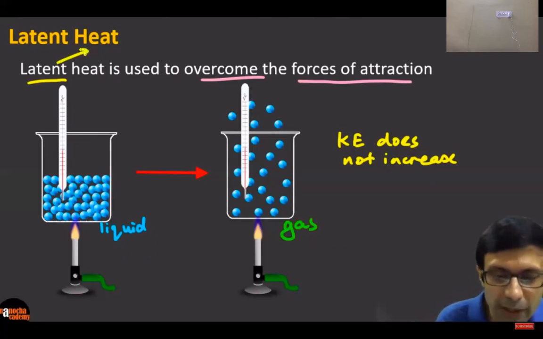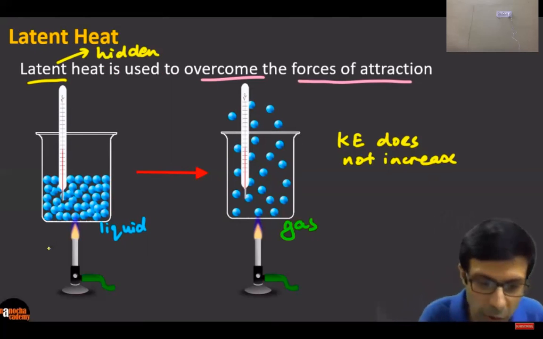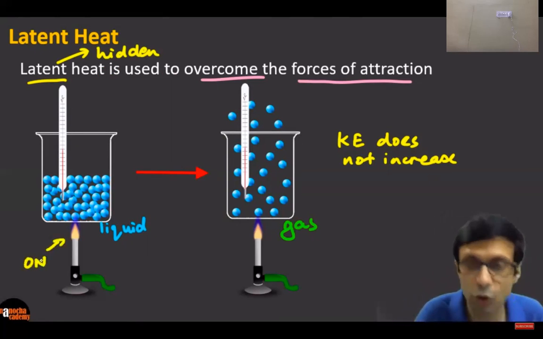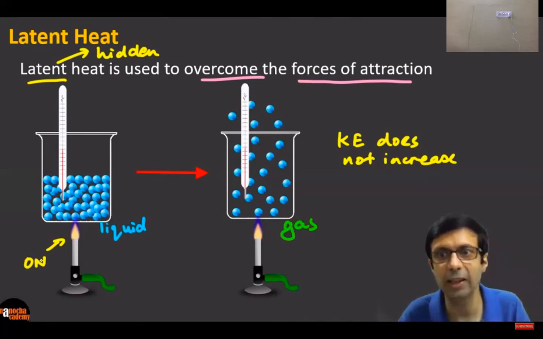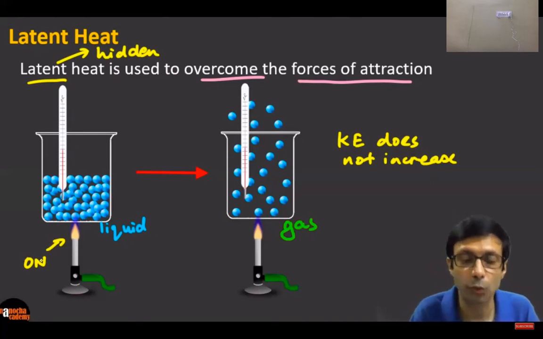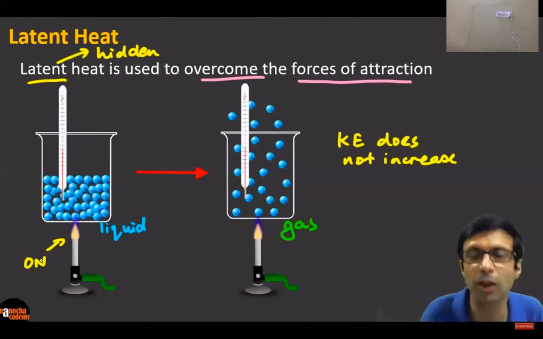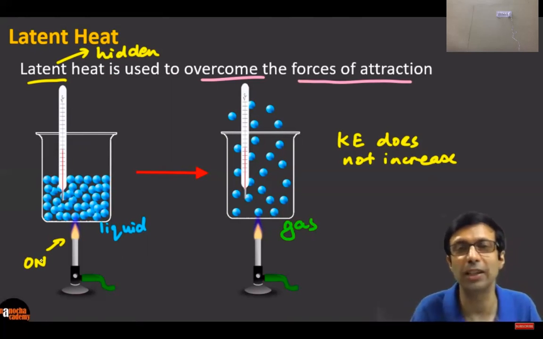So latent means hidden, okay? Because, as you can see, the burner is on here. So can you see? You're still heating it. It's not that you switched off the gas or the burner. It's still on. Heat energy is being supplied, but it's called hidden because why? We cannot observe it in the thermometer. So it's all getting hidden into the substance to change the state.